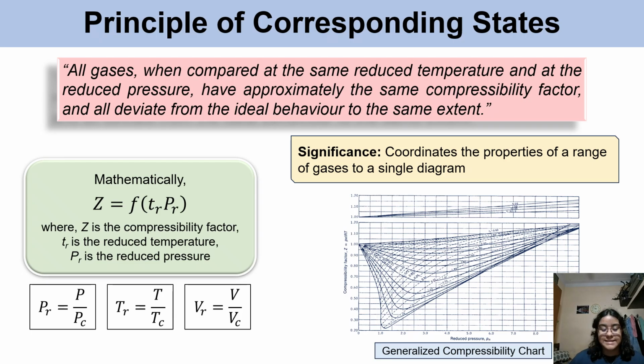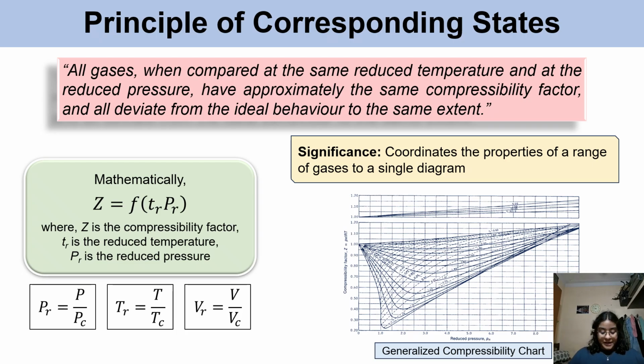The principle states that all gases, when compared at the same reduced temperature and reduced pressure, have approximately the same compressibility factor and all deviate from ideal behavior to the same extent. The critical properties are used as a basis for setting up a scale for comparing the properties of substances. The reduced variables are obtained by dividing the actual variables by the corresponding critical constants. Any two gases have the same reduced properties if they depart from the corresponding critical points by the same degree.